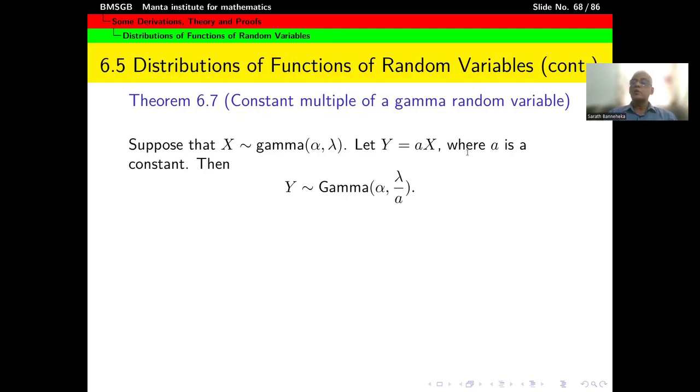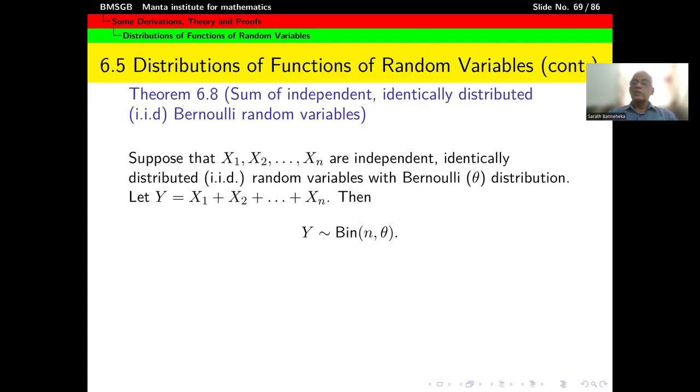So that's a constant multiplication of a gamma random variable. Now let us look at the sum of IID Bernoulli random variables. Suppose x1 up to xn are independent and identically distributed Bernoulli theta random variables. X1 has a Bernoulli theta distribution, X2 has a Bernoulli theta distribution, and so on. So it can be considered as a random sample of size n from a Bernoulli theta distribution. And suppose y is the sum of those random variables, x1 plus x2 plus up to xn.